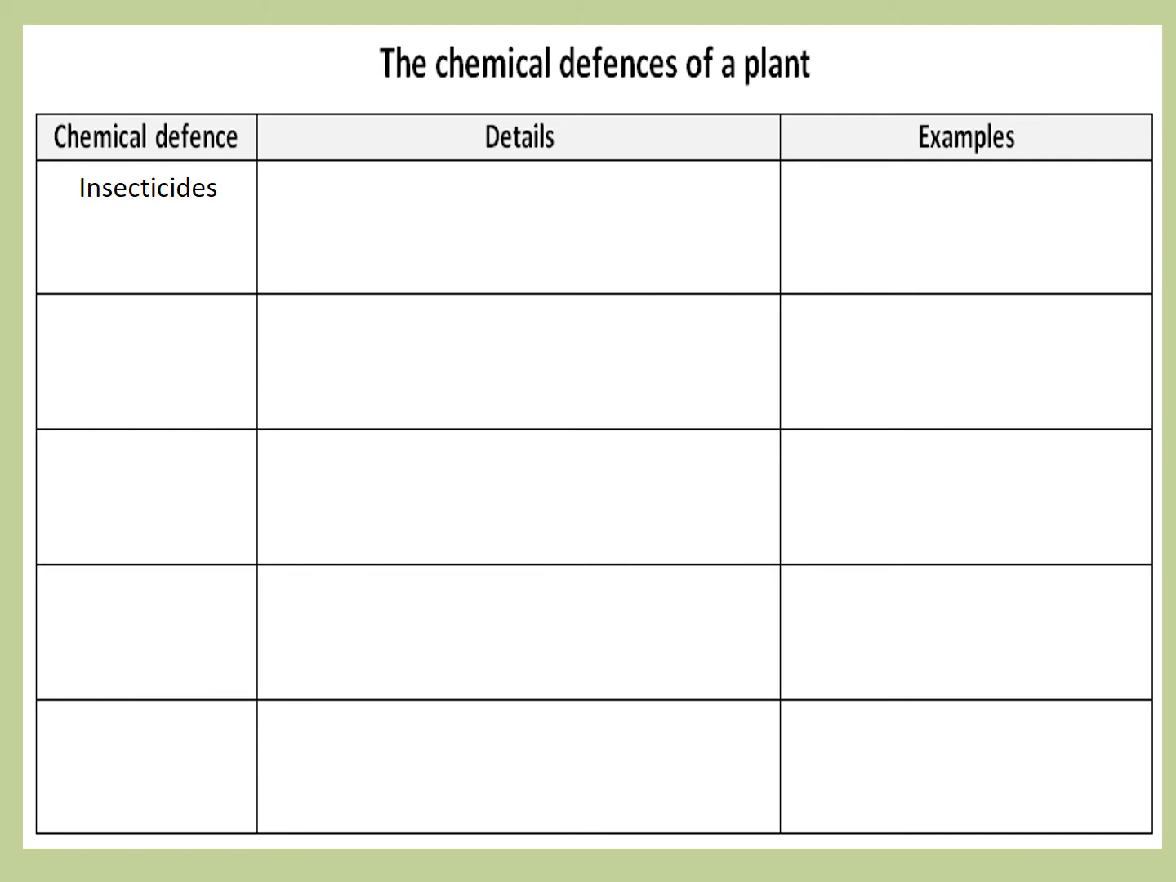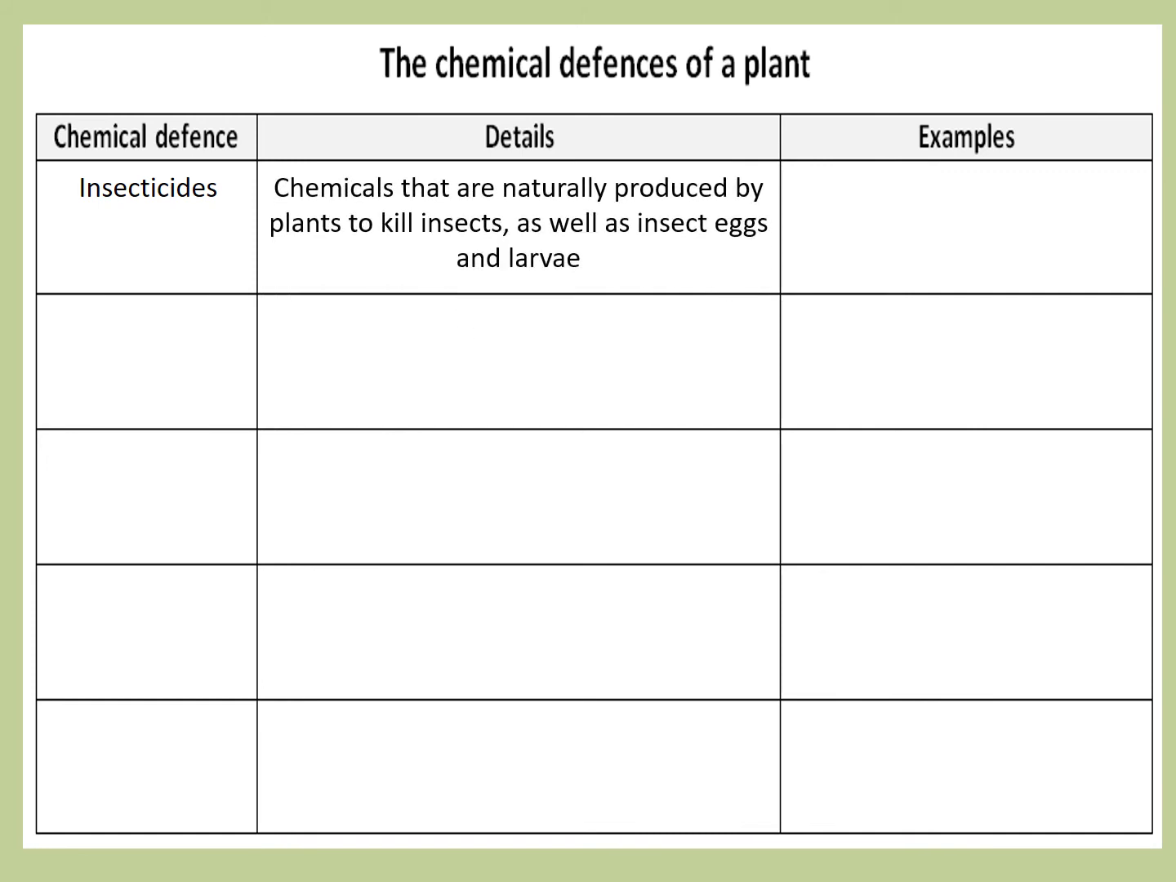So the word side means killing. Genocide, for example, means killing a genus, so a group of people. So that's just a bit of Latin word structure. If you see the word side at the end like that, then that means death. Okay, so let's look at insecticides. Insecticides are chemicals that are naturally produced by plants to kill insects as well as insect larvae.